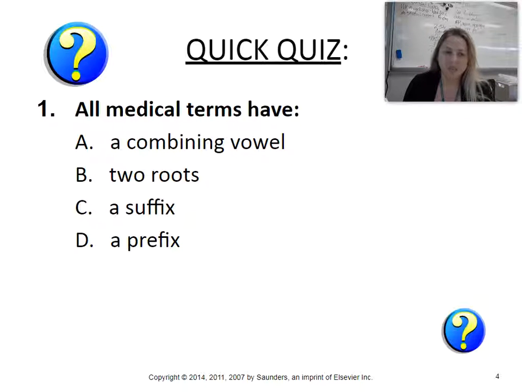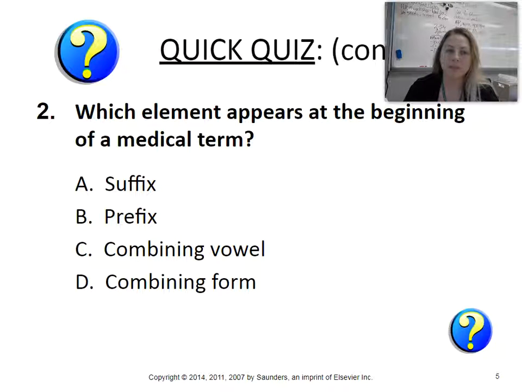So a quick quiz. Take just a minute and answer the question. All medical terms have what? A combining vowel, two roots, a suffix, or a prefix. Take just a few seconds and think about it. Do they have a part at the beginning of the word, which is a prefix? Do they have a part at the end of the word, which is a suffix? Do they have the meat of the word, the root or combining vowel? Do they have two root words? Okay. So if you guessed C, a suffix, you would be correct. All words have an ending to them.